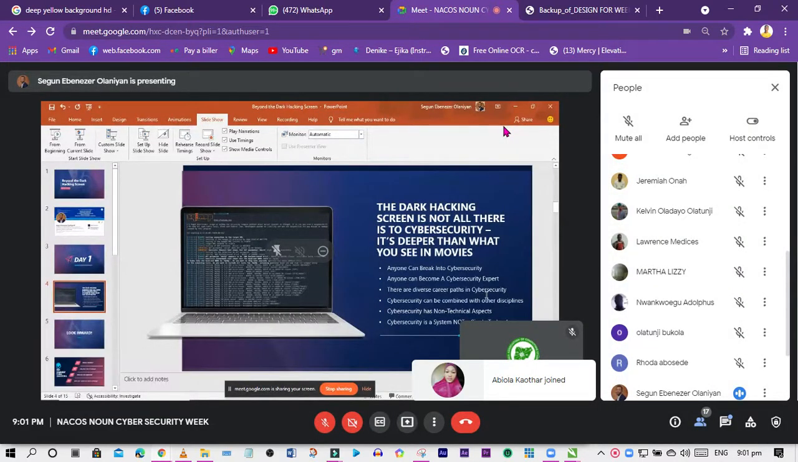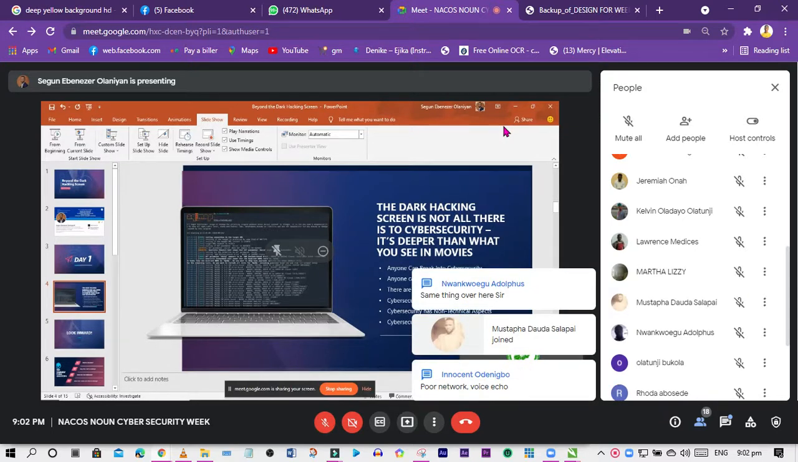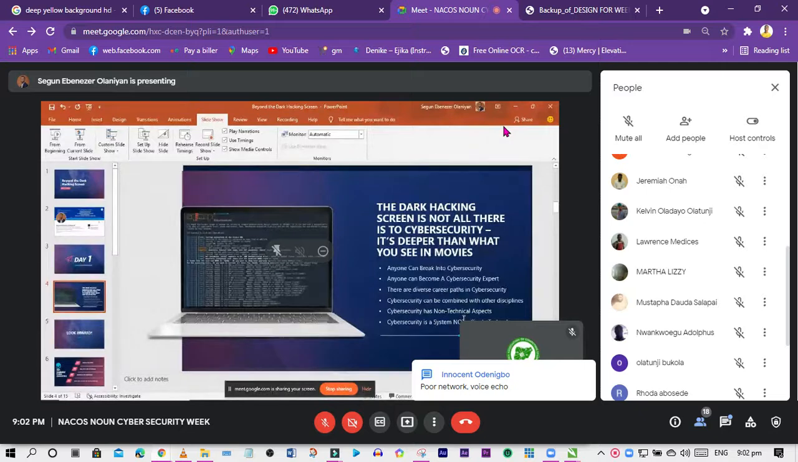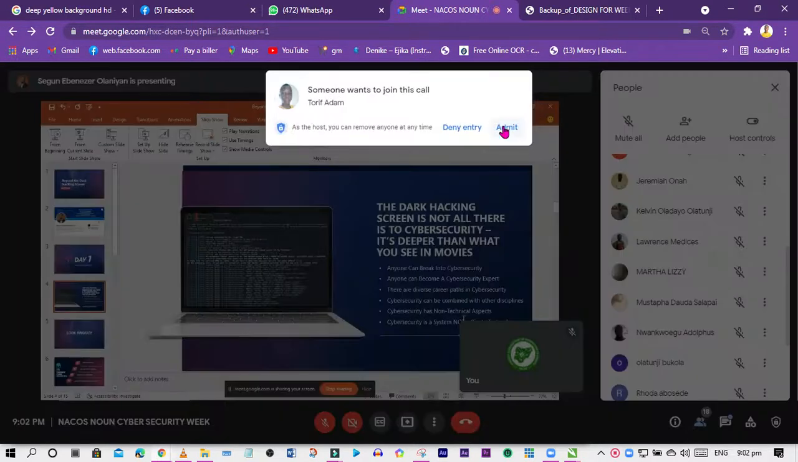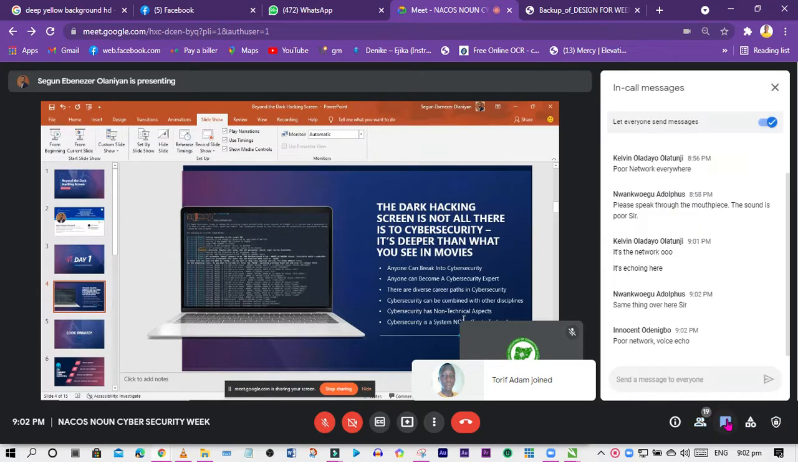There are diverse career paths in cybersecurity. See, there are diverse career paths in cybersecurity. They are too much. Name them. There are paths you can take that suit your personality, your passion, your potential, your purpose, your drive. You can take a path that suits you as a person. There are diverse paths you can take in cybersecurity. This is why it is beyond what you normally see in movies and all those dark hacking scripts.